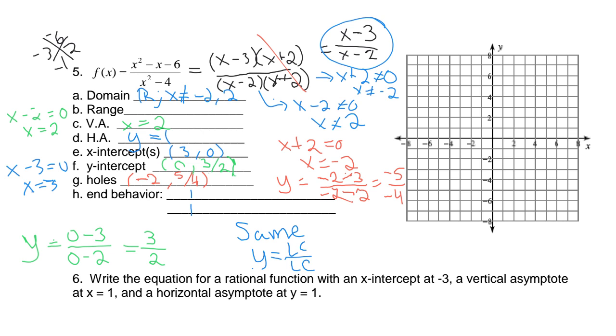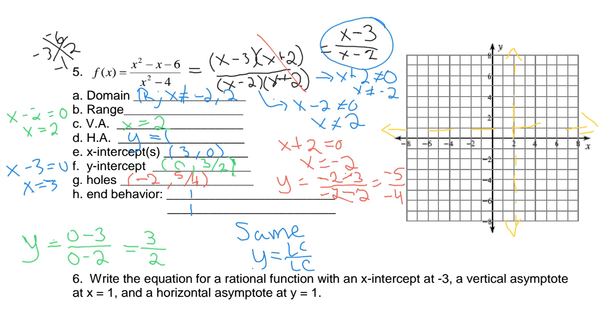pieces. Let's go ahead and put it all together on the graph here. Starting with our vertical asymptote, we have x equals 2. So let's put a dotted line at x equals 2. And then our horizontal asymptote is at 1. So we just need to go to the y-axis and draw a dotted line at 1.